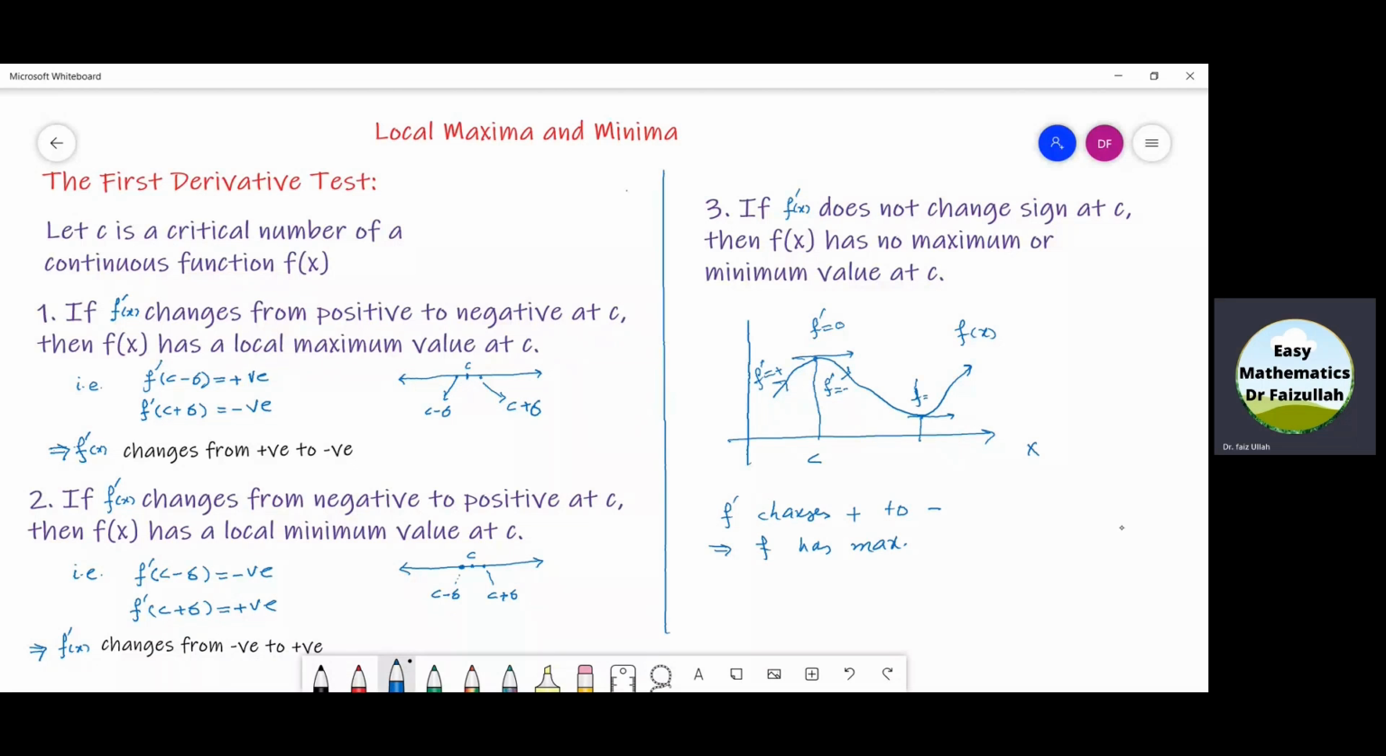But we can see that before that point C, the graph is decreasing. So f dash is negative. And after that point C, the graph is increasing. So f dash is positive. That is why the first derivative test says that if f dash changes sign from negative to positive, this will imply that f has a local minimum value at that point C.